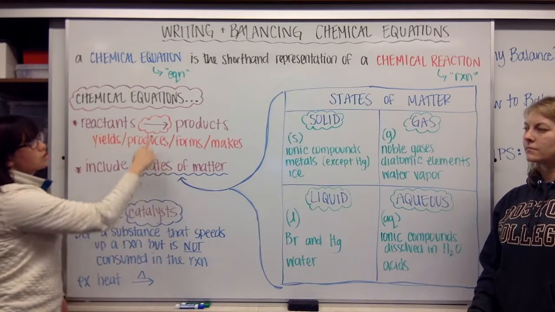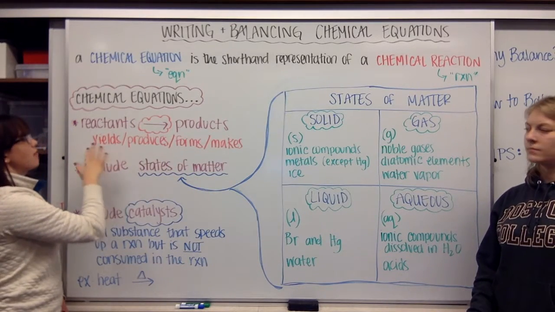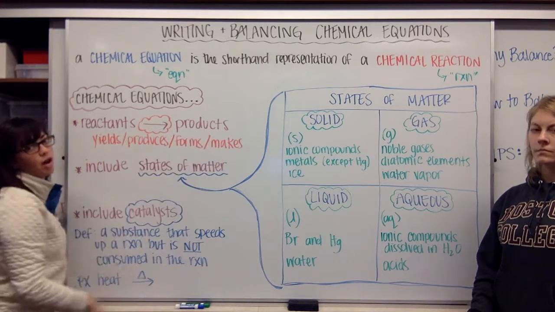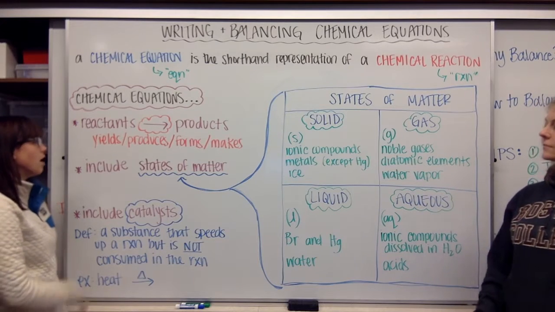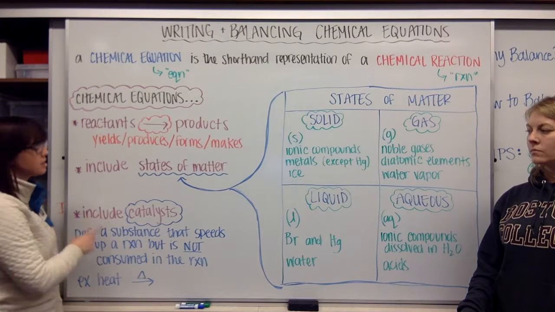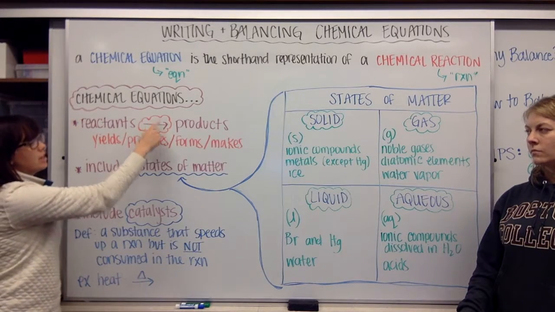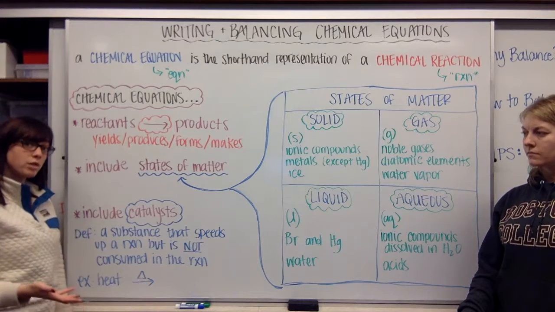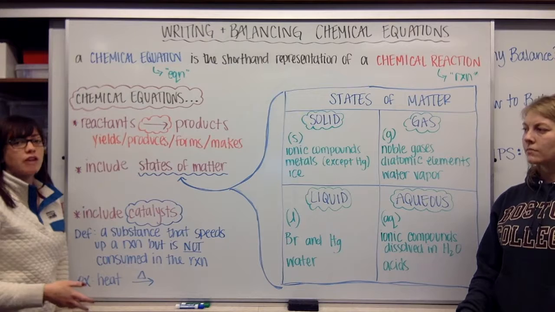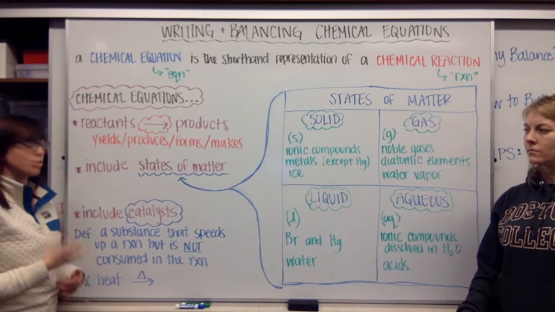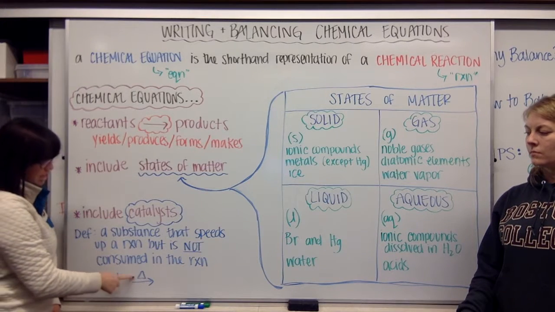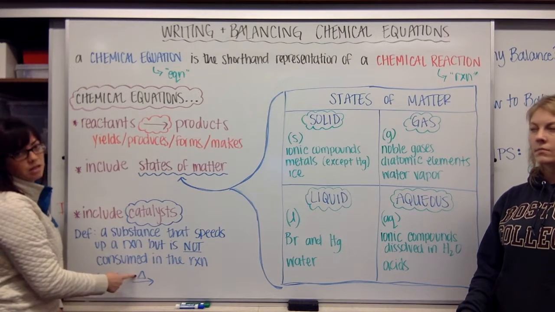Any of those four words mean yield sign, and it means that we have our reactants, and we're either yielding, producing, forming, or making our products, what we end up with. They also include our states of matter, and lastly, they include our catalysts. The catalysts go above the yield sign, because they're important to our chemical reaction, but they just speed it up. They aren't consumed, so they're not a reactant or a product. An example of that would be heat, which is represented by the delta sign.